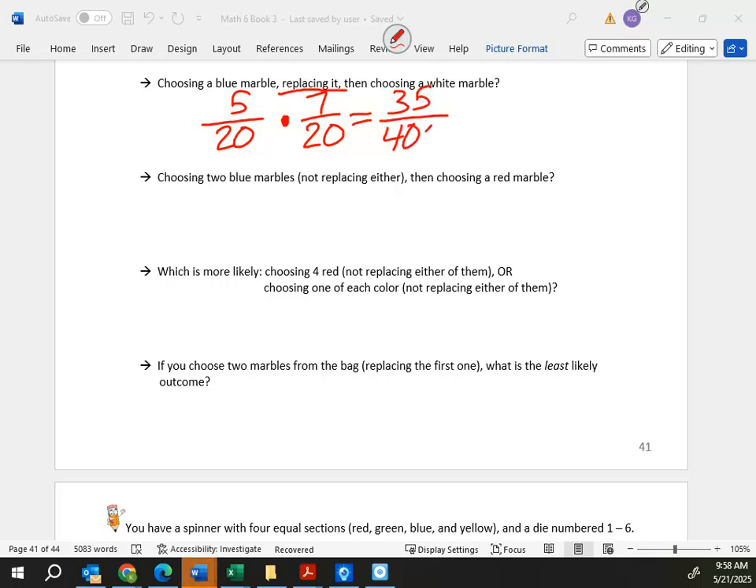Now I need to turn that into a decimal. So what math do I do to turn it into a decimal, Emma? I'm going to divide that top number by the bottom number. What decimal did you get, Sarah? 0.09. What percentage is 0.09? 9%.